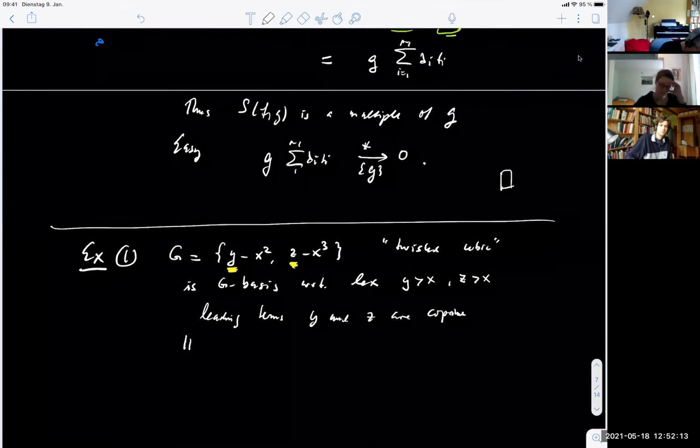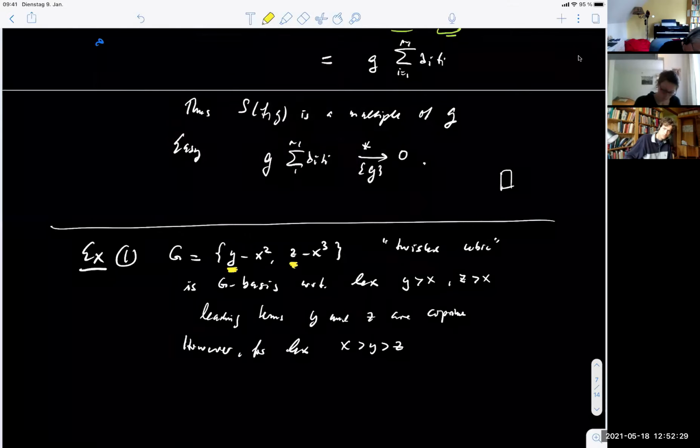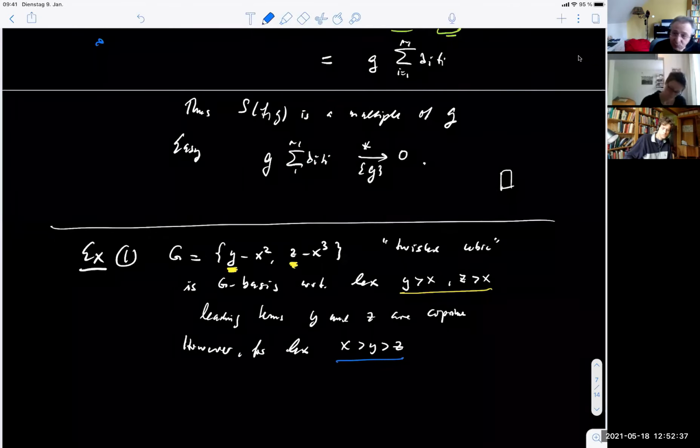But let's continue with the example. However, let's change the term order. For the lexicographic order where x is larger than y, larger than z, it looks different. So now let's choose another term order. For the blue term order, let's mark the leading terms: x squared and x cubed. And of course, they are not coprime. So we cannot apply the criterion.